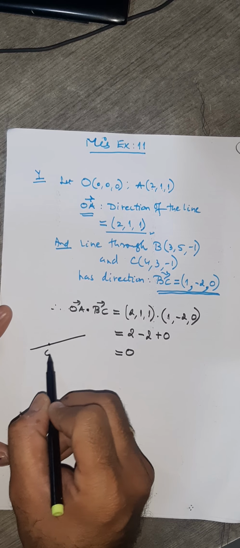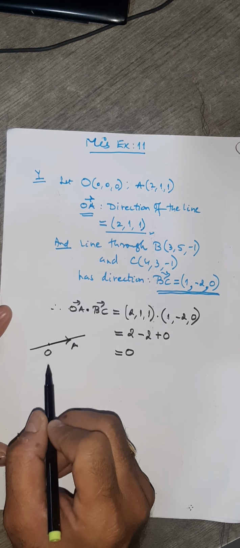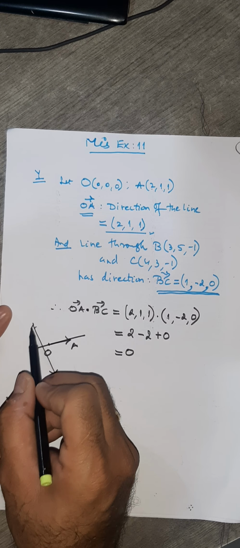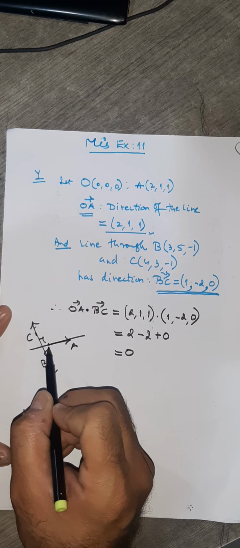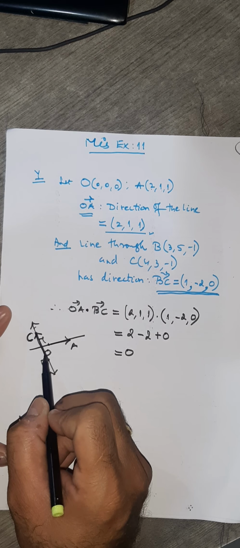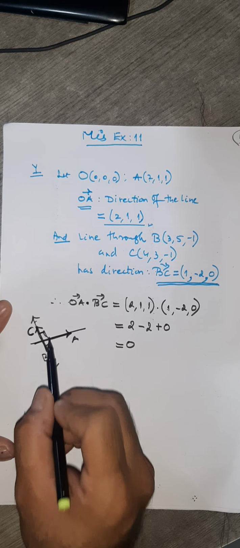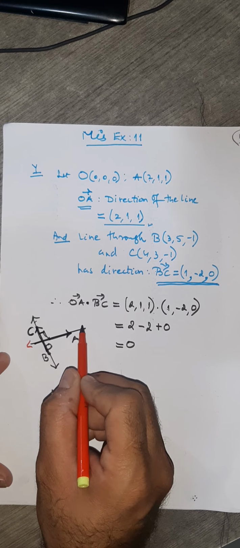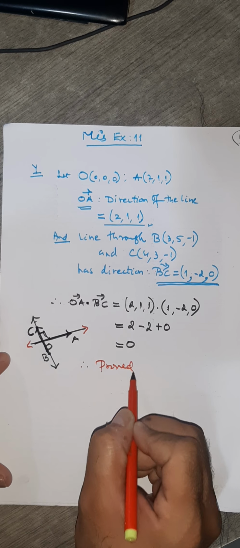So the dot product of the directions, remember, this is the origin, for example. This is A. So this is the direction of the line OA. The other line may be like this. This is B here and this is C. So this is the line BC. Direction BC, direction OA. You want to show that they are perpendicular. So you have shown that the dot product is 0 here, and therefore proved. Therefore the lines are perpendicular.